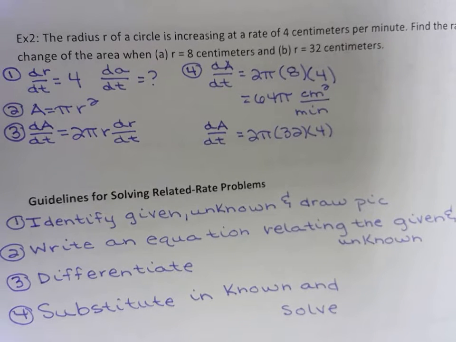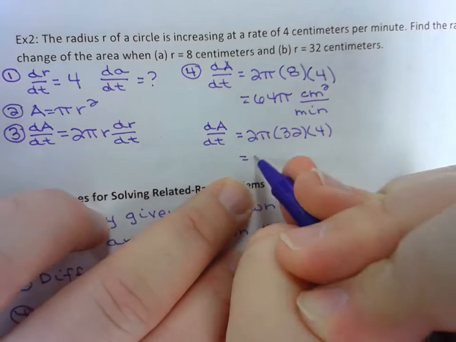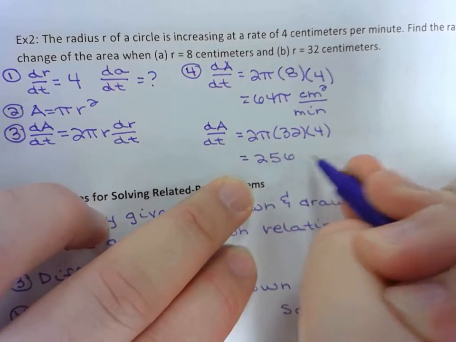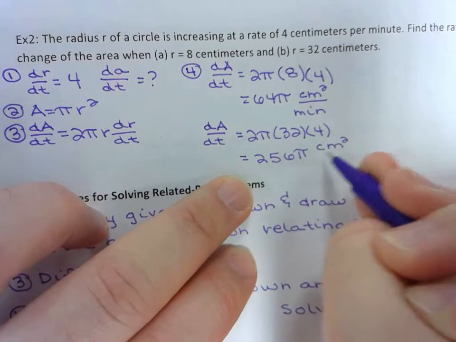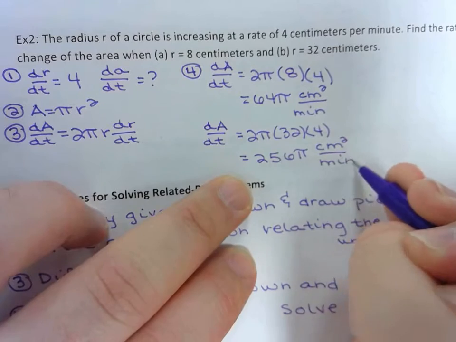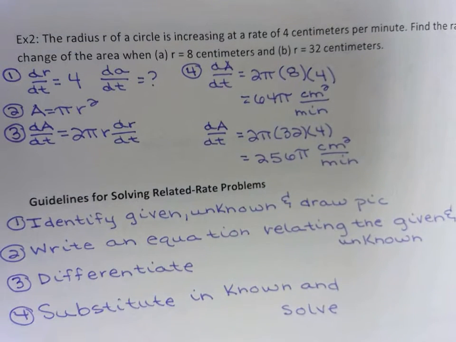32, the radius is bigger than 8, so we're expecting my area to be bigger. If the radius is bigger in a circle, the area is going to be bigger as well. So as I go through and multiply that, we are going to get 256 pi, make sure you label it, centimeters squared per minute. Okay? So make sure you label it, make sure you identify your given, your unknown, come up with the formula that relates them.